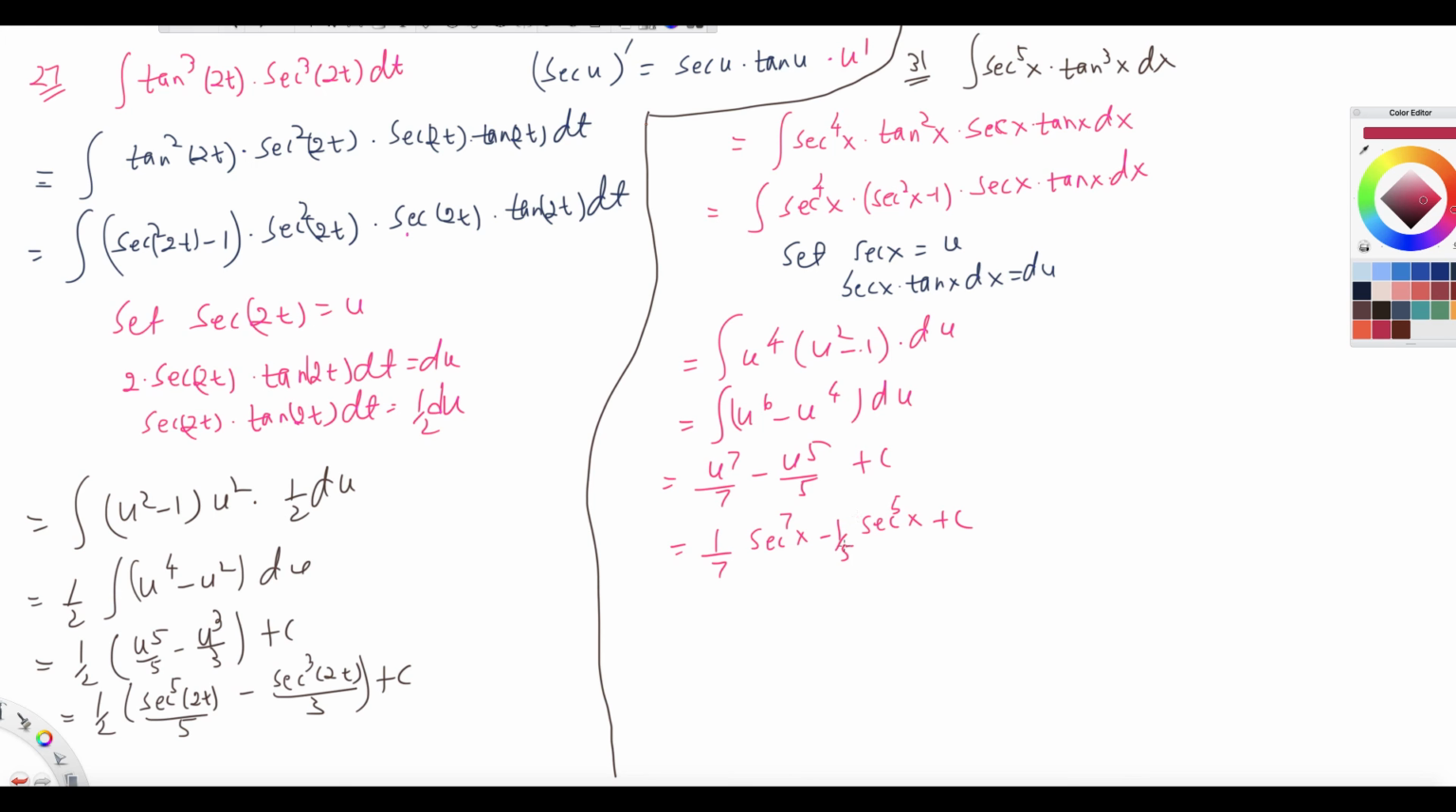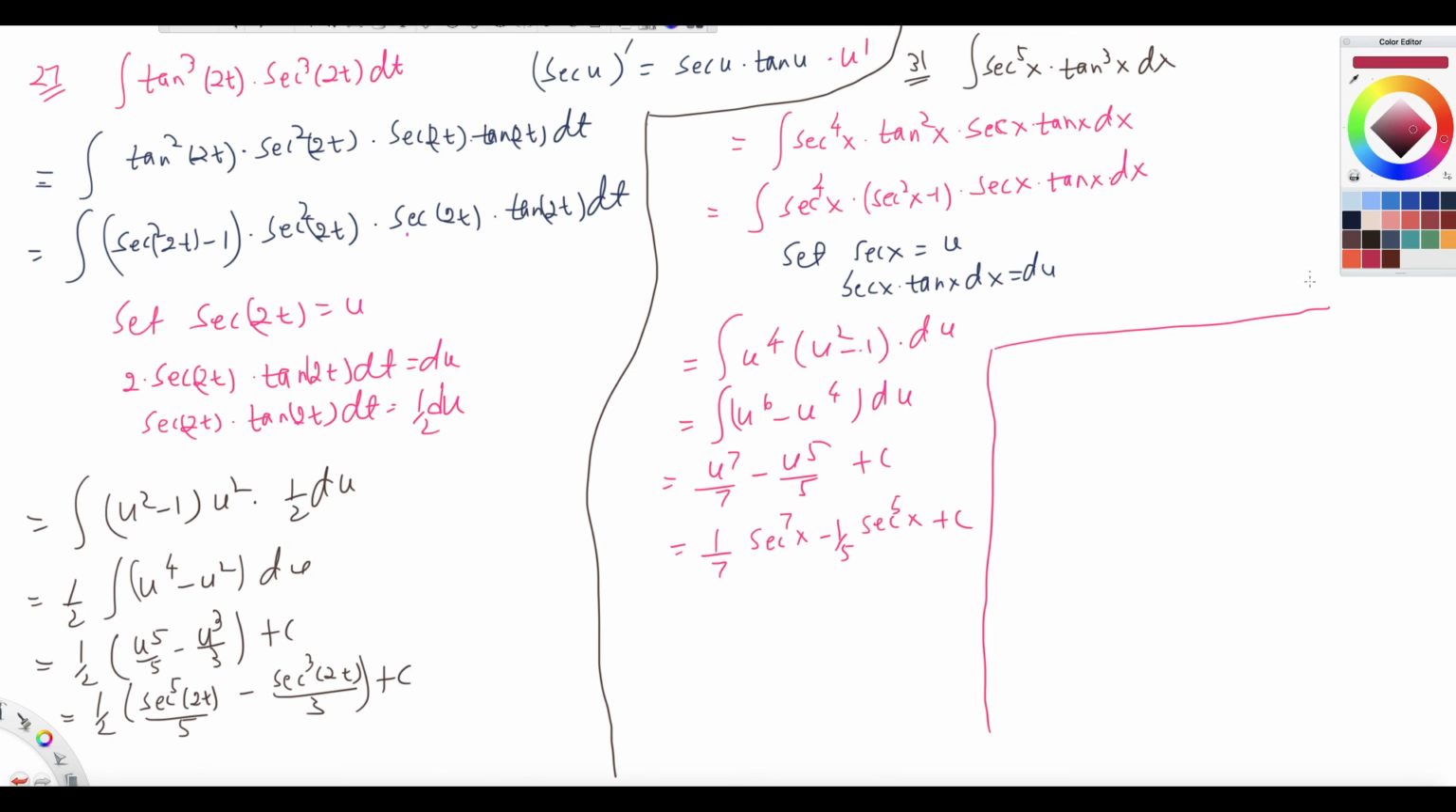Okay guys, let me do number 33. This should not be a very bad problem. Let me move that a little bit and write number 33. It has a quotient: secant squared x, tangent squared x over secant x, dx. How do you do that?